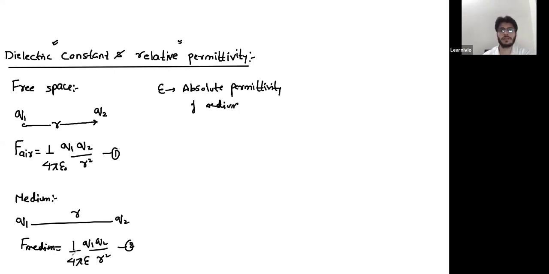You can leave your answer here, right? You can write your force in terms of absolute permittivity. But in the majority of numericals, absolute permittivity is not given. The thing which is given is the dielectric constant or relative permittivity. If the absolute permittivity of a medium is given, then you can easily calculate the force in that medium. But generally, it is not given. What you have is the dielectric constant or relative permittivity. So this is epsilon by epsilon naught equal to epsilon r. This ratio of absolute permittivity of the medium and absolute permittivity of free space is known as epsilon r, which is relative permittivity.